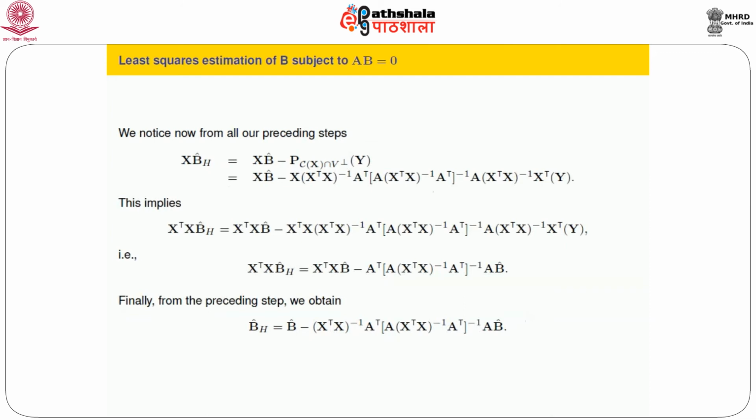So what do we get now? From the preceding step, our preceding step was this: theta hat H is X b hat minus this. So X b hat H is X b hat minus this. So we have obtained now an expression for this.